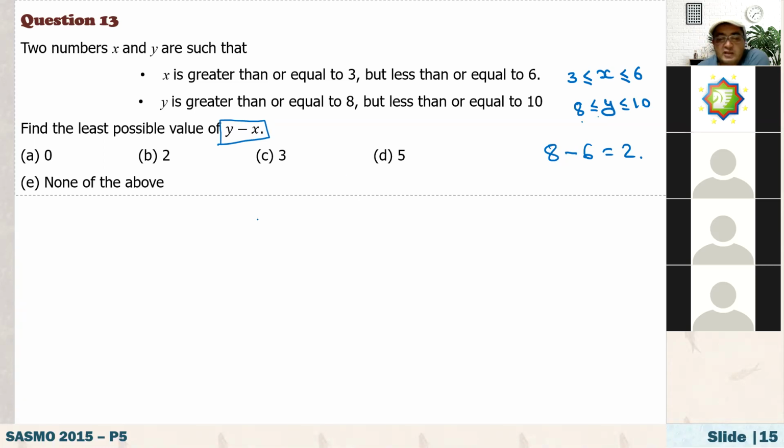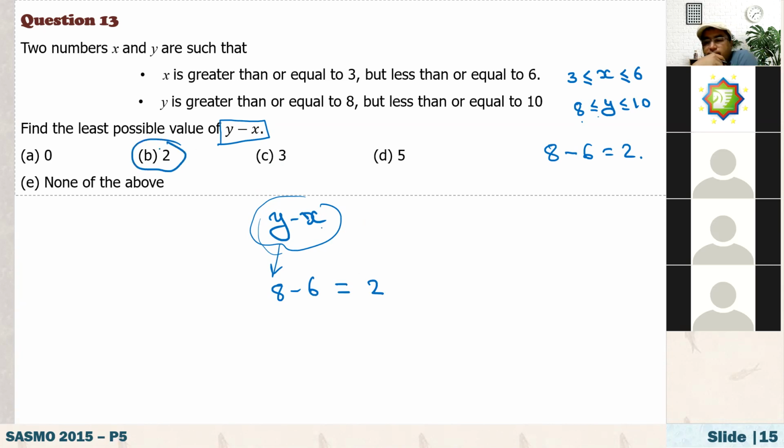Okay, Aydın, because here we are subtracting Y minus X, for this to be the smallest, Y should be the smallest, X should be the greatest, right? What is the smallest value of Y? It is 8, because we are subtracting. And what is the biggest value of X? It is 6. So the minimum value is 2. The answer is 2.